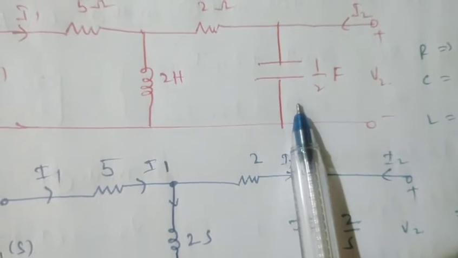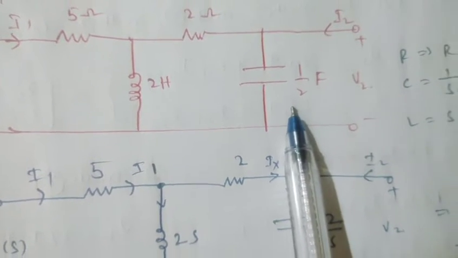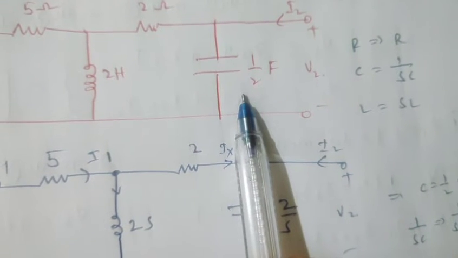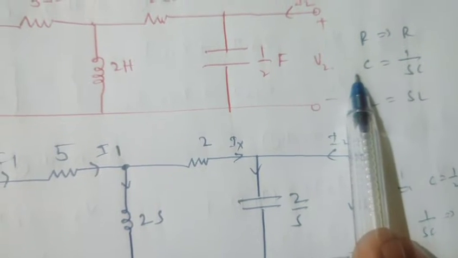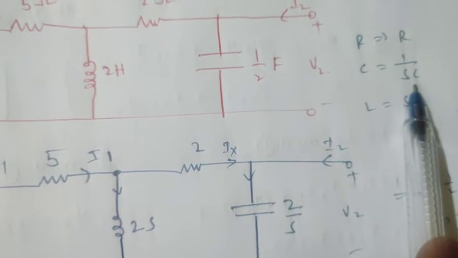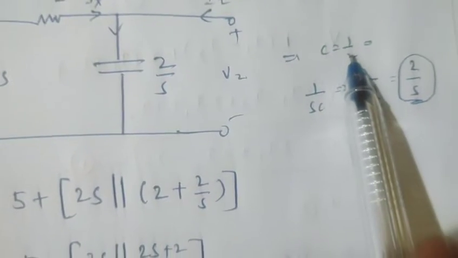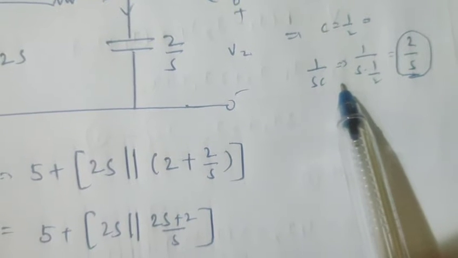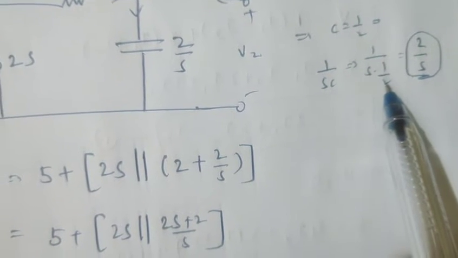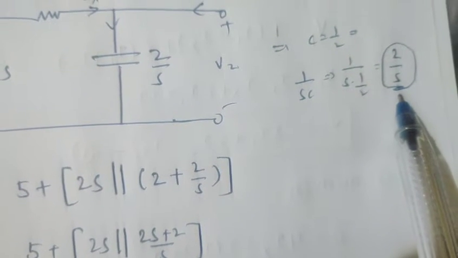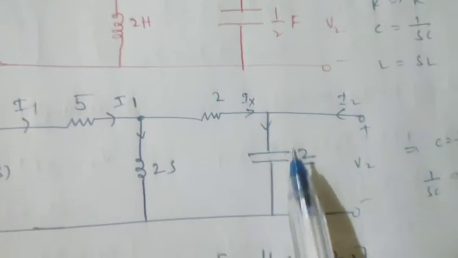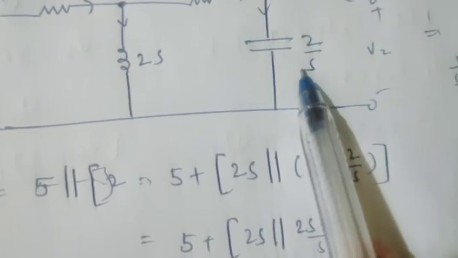Here the capacitance value is 1 by 2. We know that to change to the S domain, C becomes 1 by S into C. Here C is equal to 1 by 2, so 1 by SC becomes 1 by S into 1 by 2, which means we get 2 by S. Substituting that 1 by 2 in the time domain, in the S domain it becomes 2 by S.